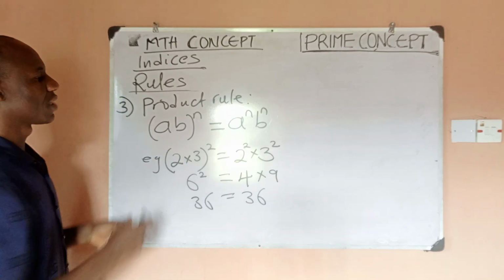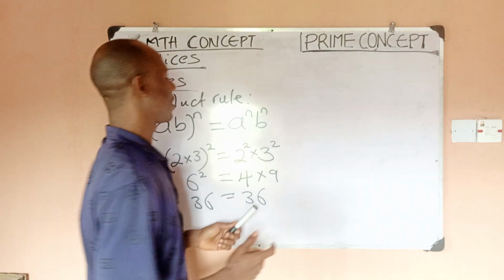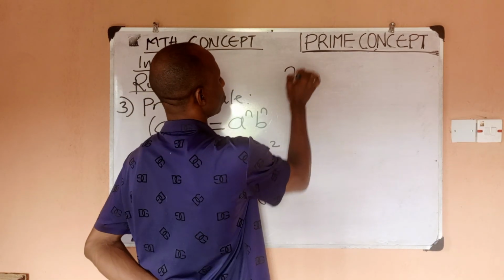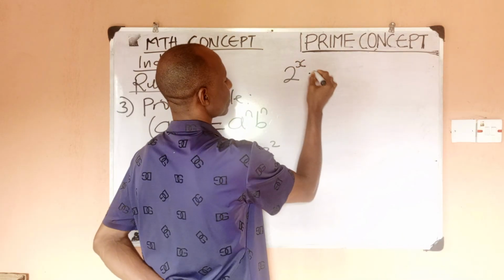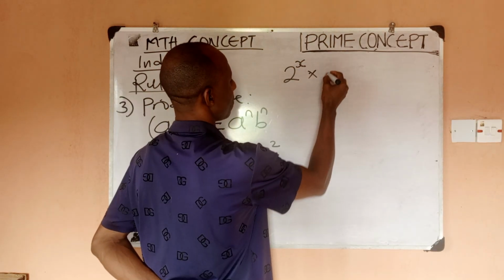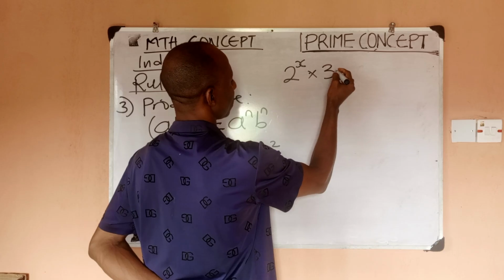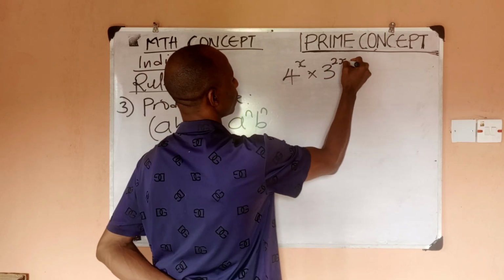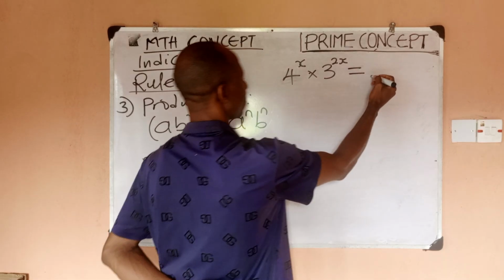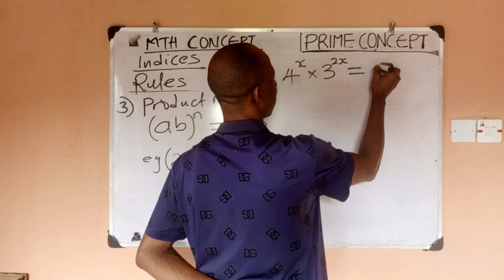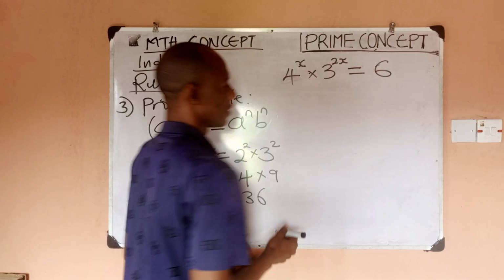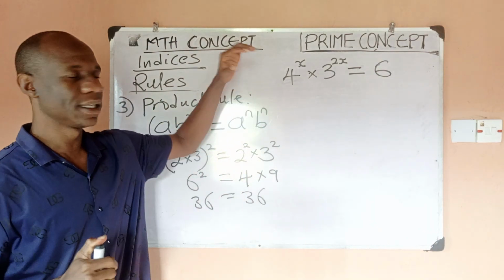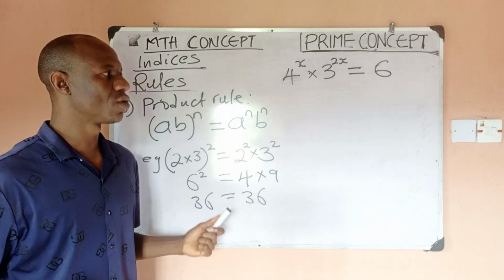Now let me give you an application of this rule so that you see how important it is. Let's say you have 4 raised to power x times 3 raised to power 2x equals 6. Okay, let's say this. And say you have this kind of problem and you are required to find the value of x. So what are you going to do?